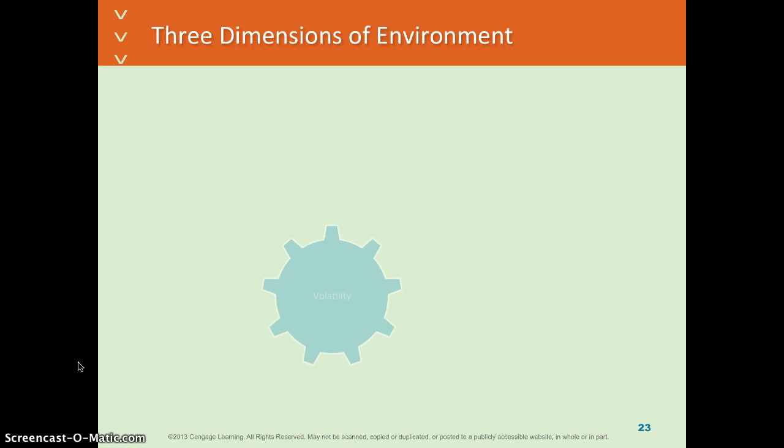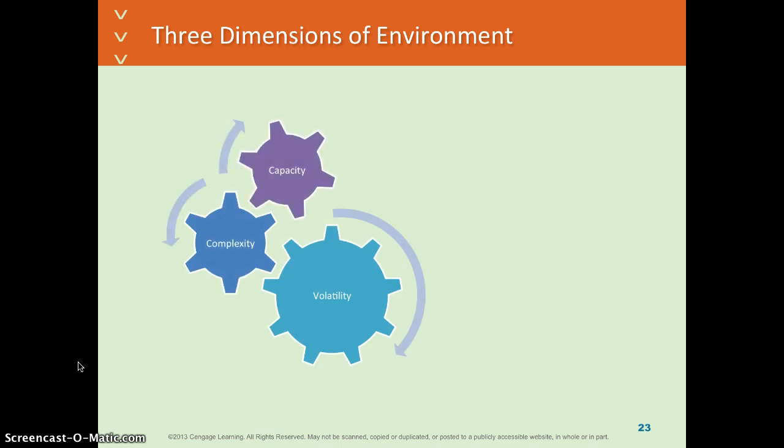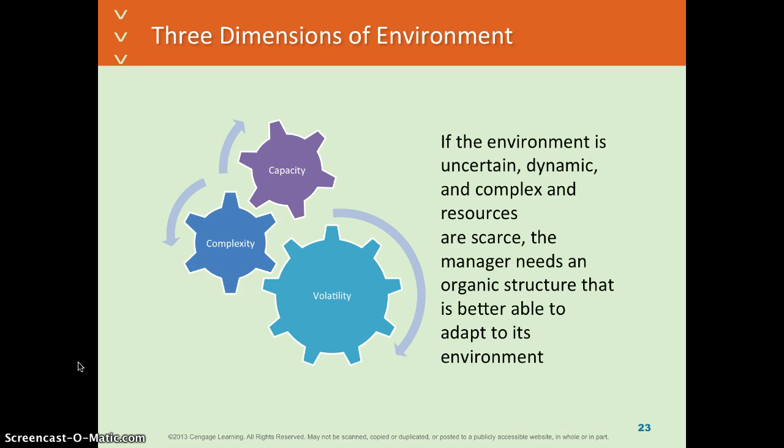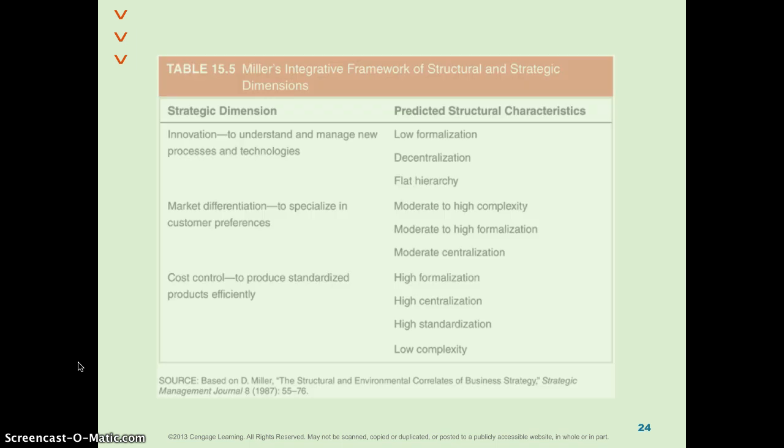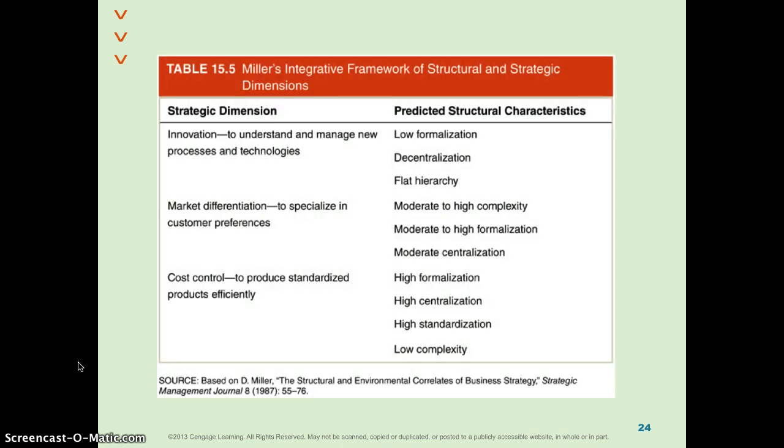The three dimensions of environment: volatility, complexity, capacity. The more uncertain and dynamic your environment is, the more your structure is going to be organic, which means flexible and adaptable. If you look at different strategic impacts, that's your other impact on your organization, strategies and goals. Depending on what type of strategic direction you take will impact which structural characteristics you will employ.